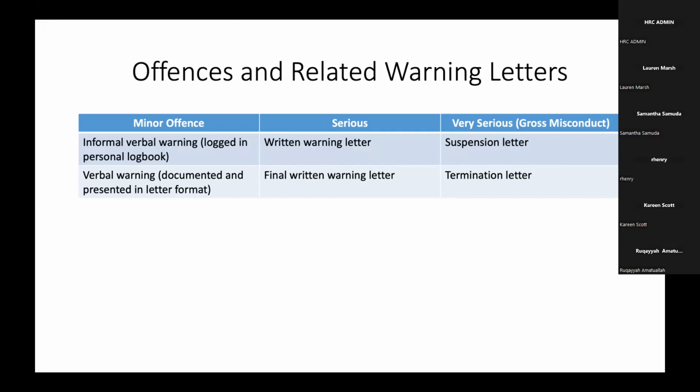Hi, sir. Good morning. Would you deem drinking on the job as a gross misconduct? Okay, so it's not for me to decide that. Your policy should state if drinking on the job is deemed to be a serious or very serious offense.